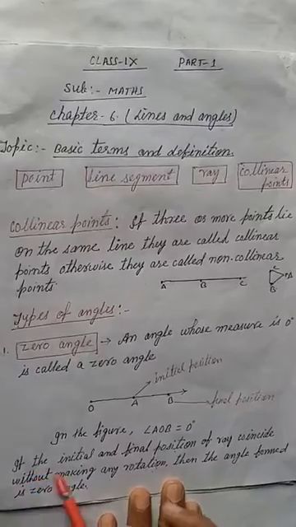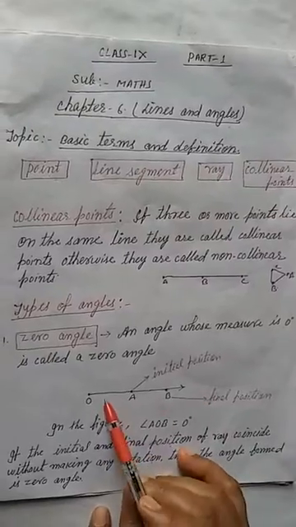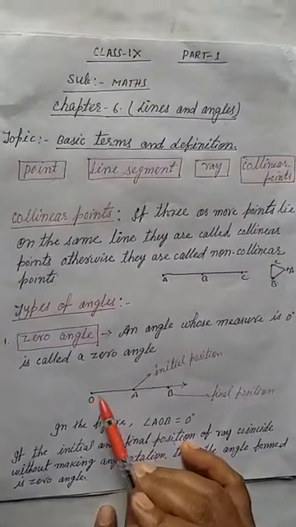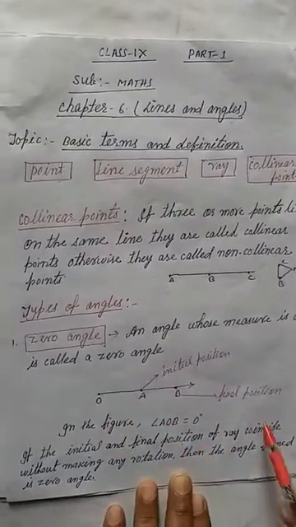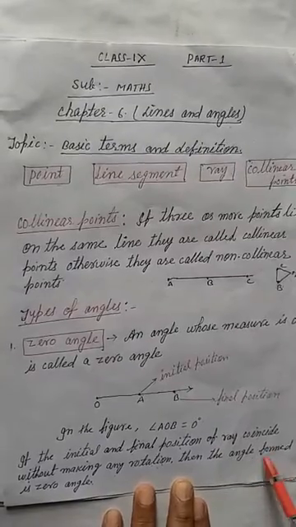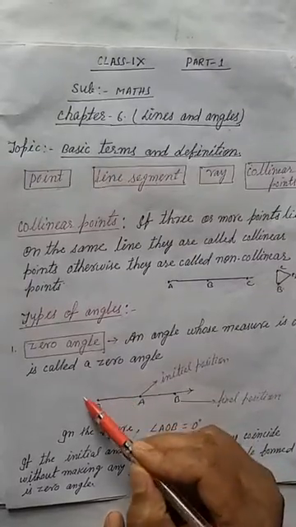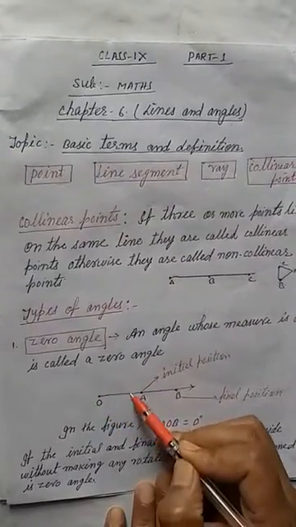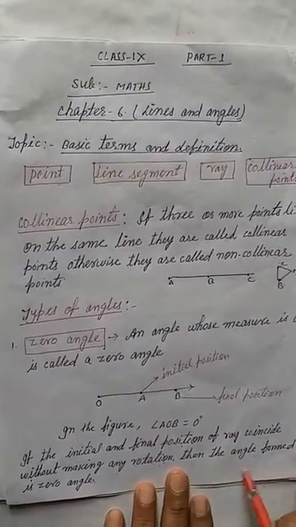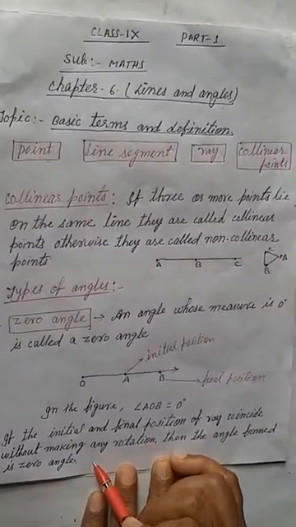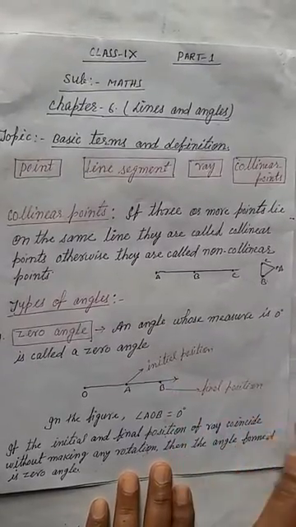Now, the initial position of the ray is OA and the final position of the ray is OB, like this. So initial ray OA and final ray OB coincide without making any rotation, means without rotation. Suppose you are going like this, that is called rotation, but without rotation the angle formed is a zero angle. So you have to learn like this and keep in mind what a zero angle is.